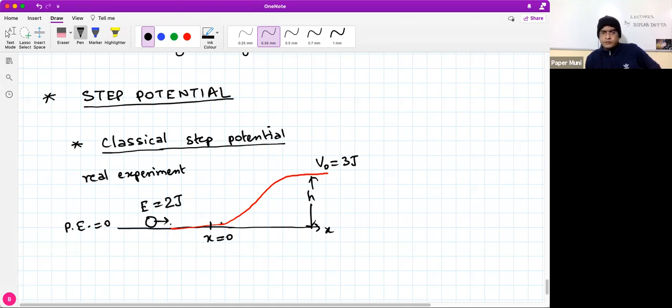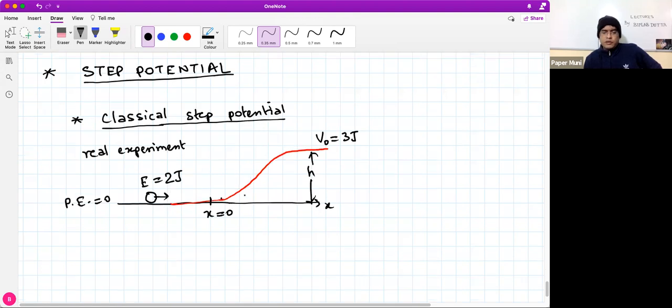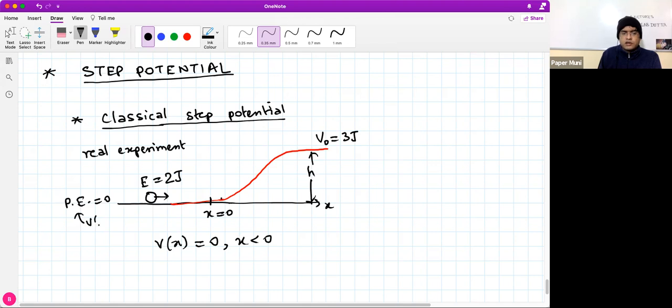All right, so you have this hill rising, the cross section of the hill showing to you, and you give this particle this energy and it moves this way. Let's see what happens. In this case we are defining the potential to be this. So we have V(x) equal to 0 for x less than 0. That is true. The potential energy is 0 here.